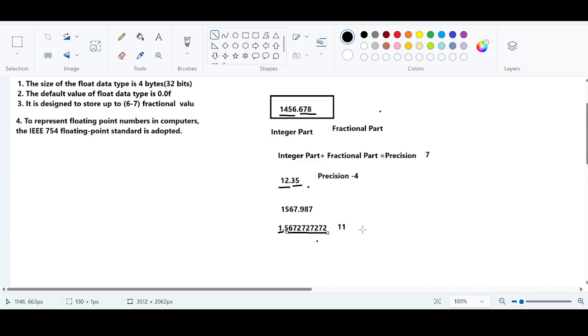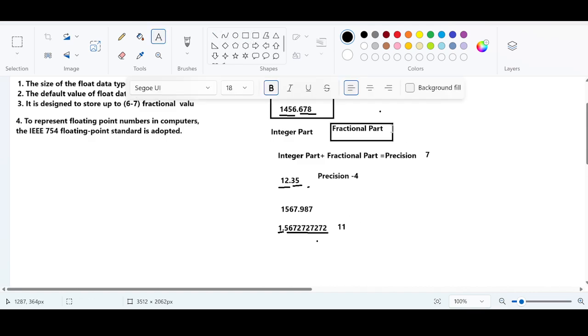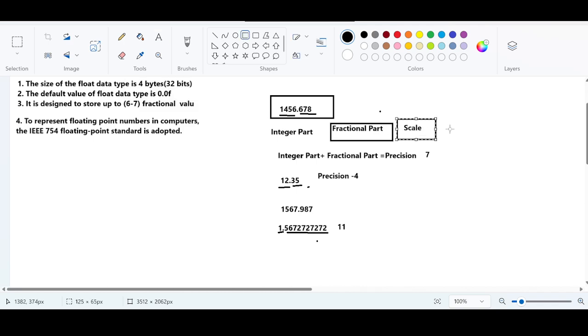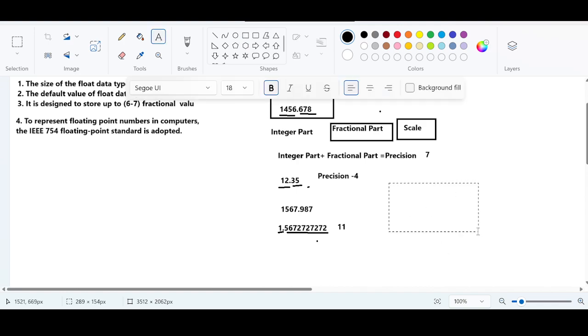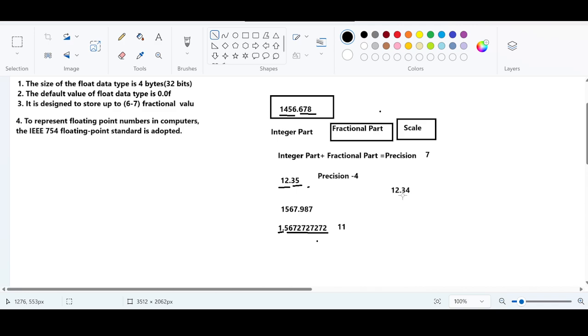11 is the precision. And also, the fractional part is also called the scale. Remember. When I say scale, it is just equal to the number of digits in the fractional part. If I take 12.34 as an example and ask you what is the scale of this literal, you would count how many digits are there in the fractional part. 2 digits. So the scale is 2.